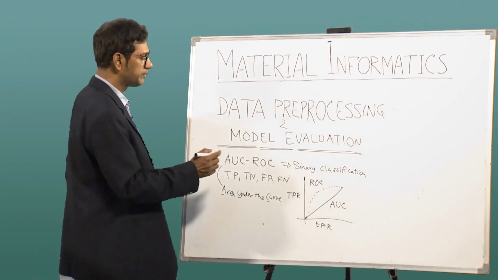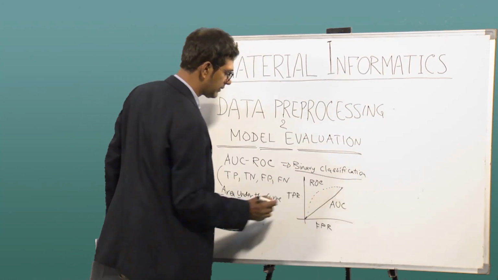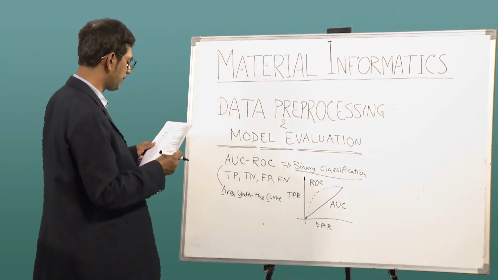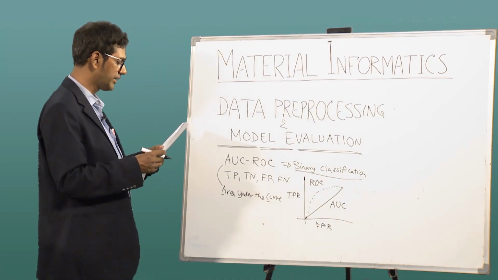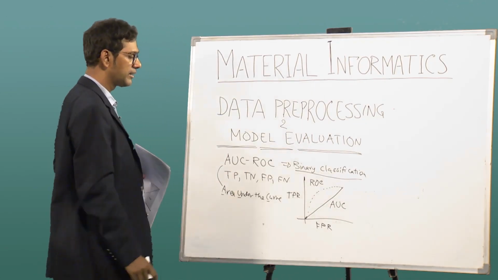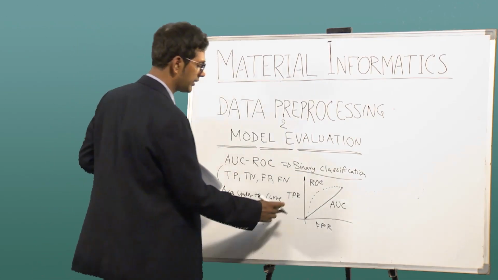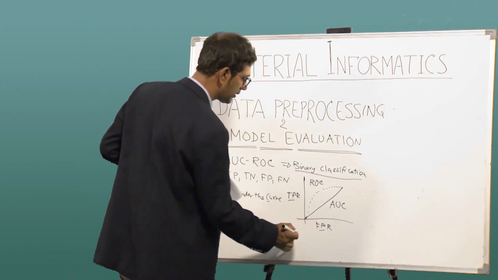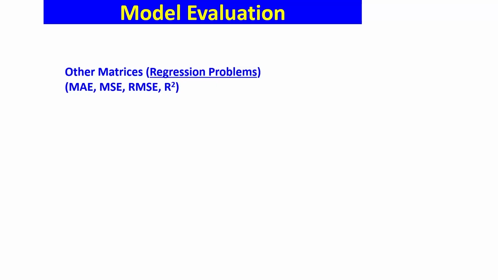So, basically it is used for binary classification, and it allows you to find how the classification model distinguishes these two classes, true positive and false positive, how well it can do. This is the main aspect of the AUC ROC. It is normally used only for binary classification, so you do not need to worry much about it.